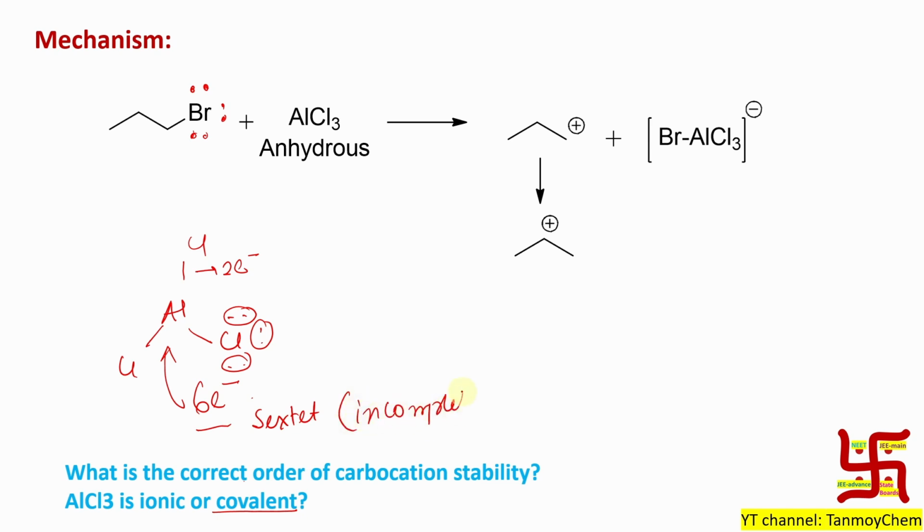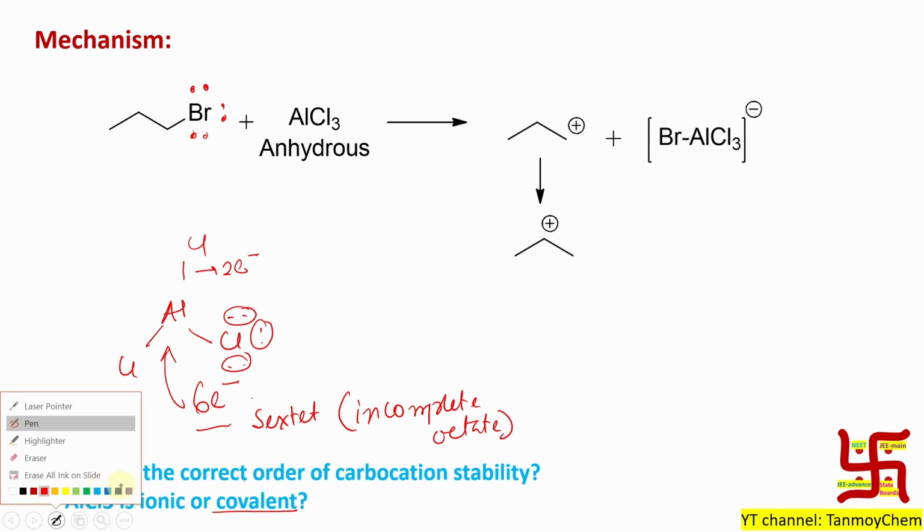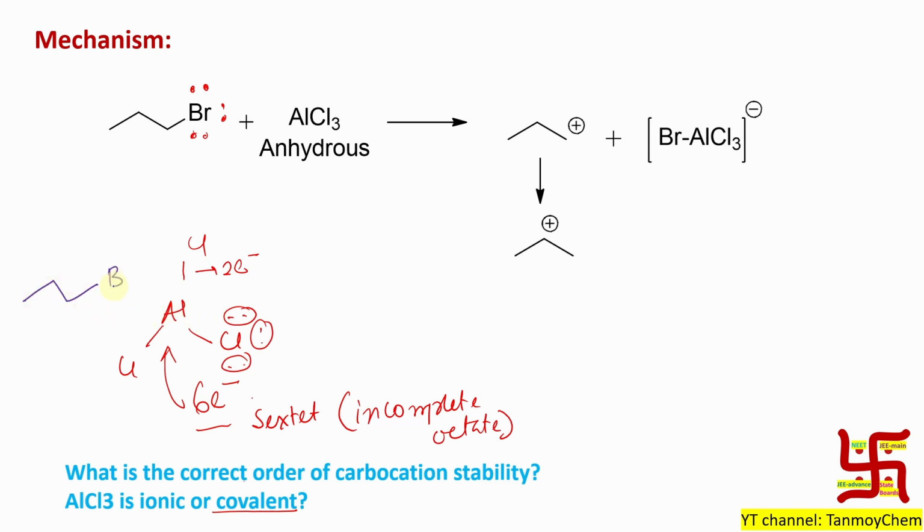Since it is incomplete octet, it will like to have 2 more electrons in order to complete its octet structure. So what it will do, it will accept a pair of electrons. From where? Obviously from this bromine. Halogen has 3 lone pairs, so one of them will coordinate. Now after this coordination, aluminium will have octet. So in this case, this anhydrous AlCl3 is acting as a Lewis acid and this bromine with its lone pair is acting as Lewis base. Now after this coordination, what happens?